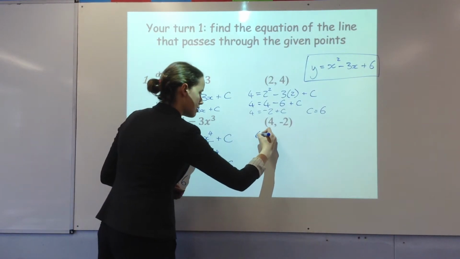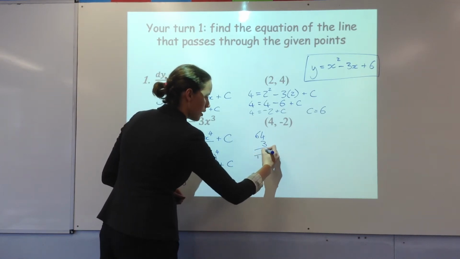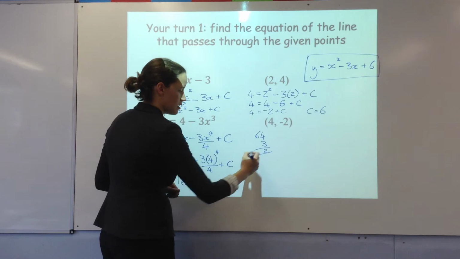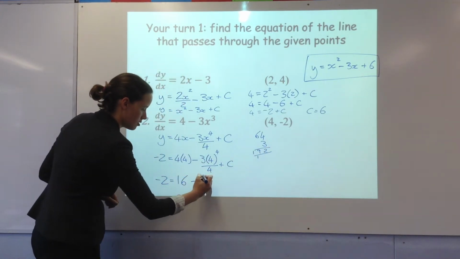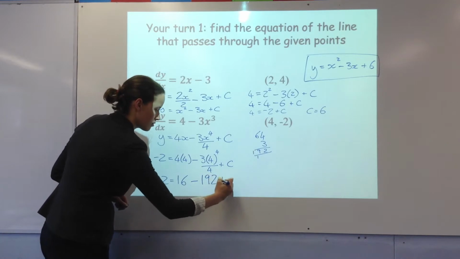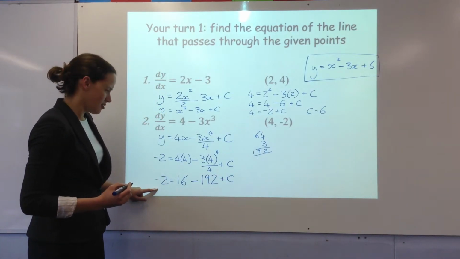I could use a calculator, but never mind, let's just do this quickly. 4 times by 3 is 12. 6 times by 3 is 18, add on the 1, 19. So we've got 192 here, plus c. Oh dear, I've chosen one with difficult numbers.